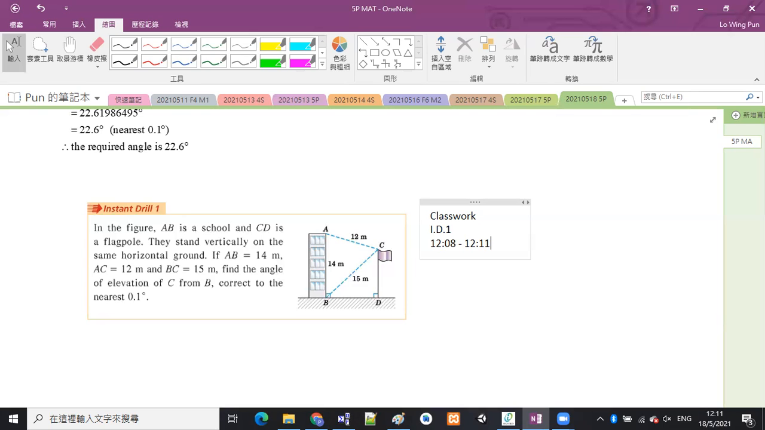Okay, but how to find angle CBD? Can we find angle CBD directly? No. So which angle can be found directly first? ABC. Yes, good. If we can find angle ABC, then how can we find the required angle? Yes, just use 90 degrees minus angle ABC, and then the remaining part will be angle CBD. Can you see this?